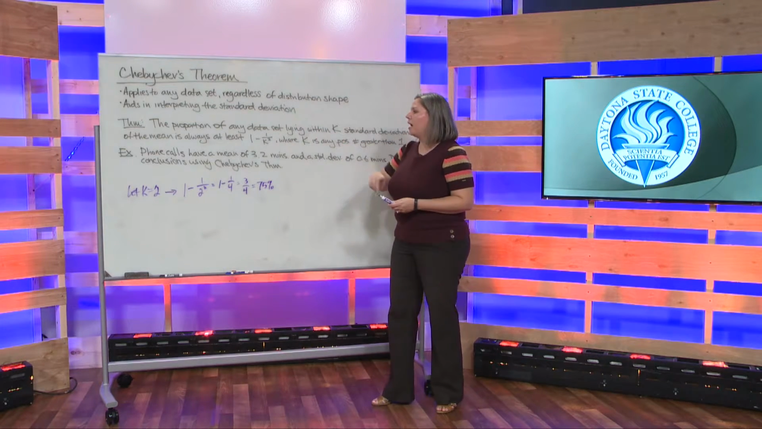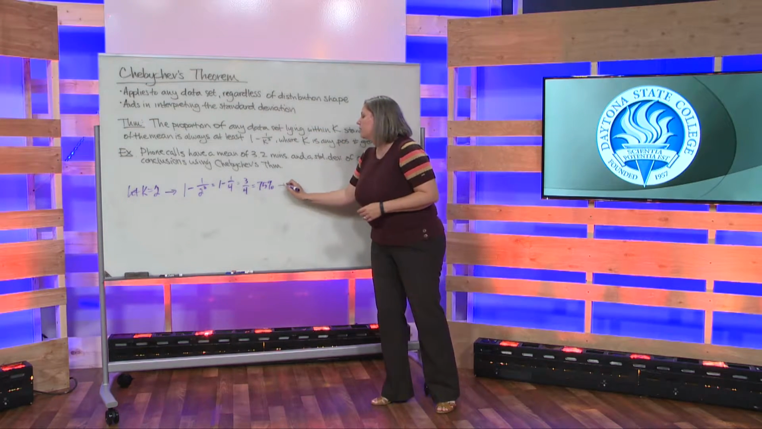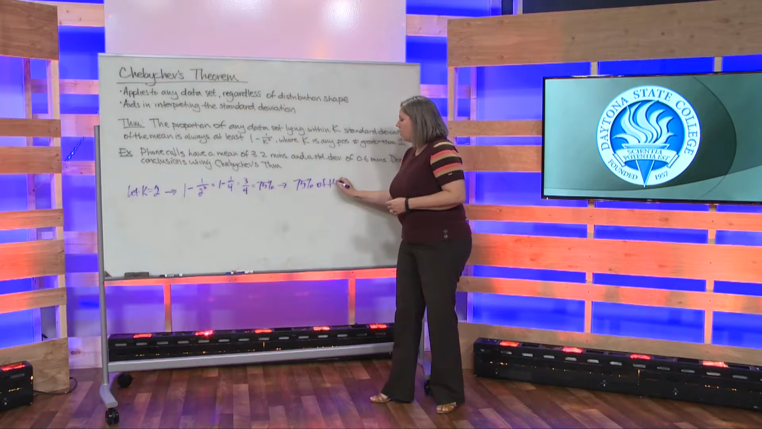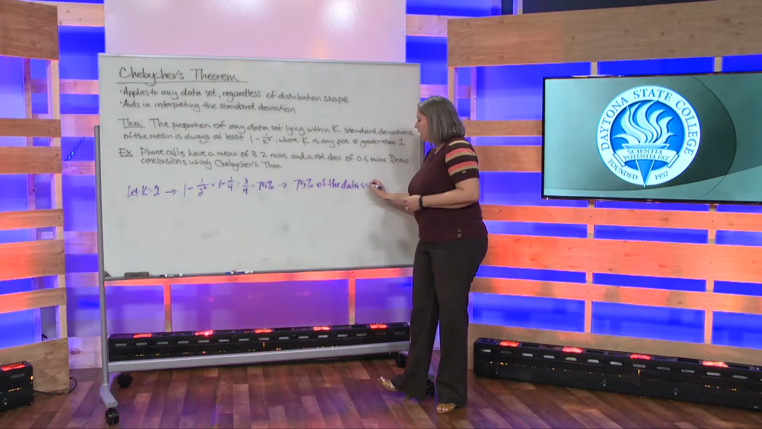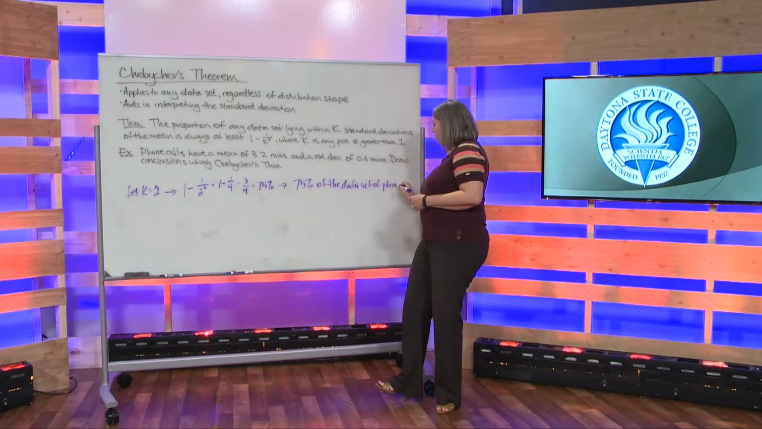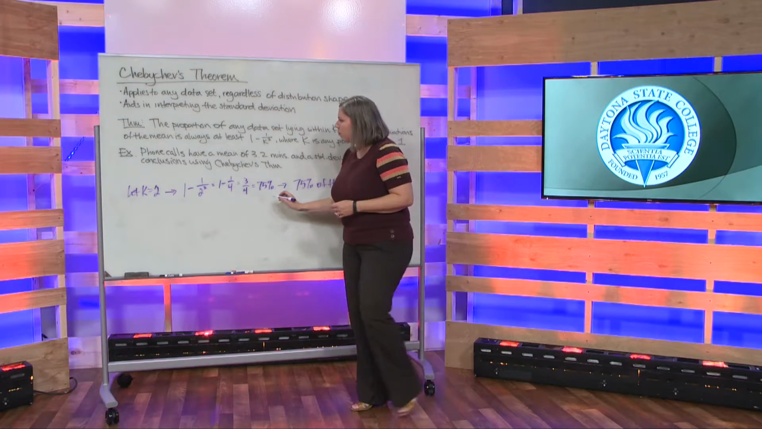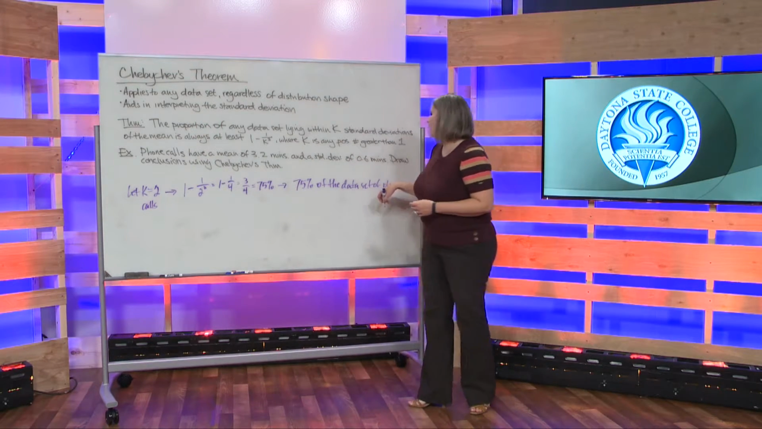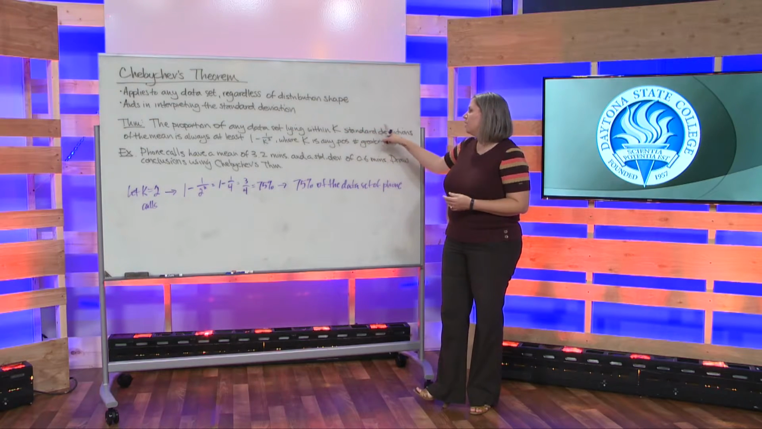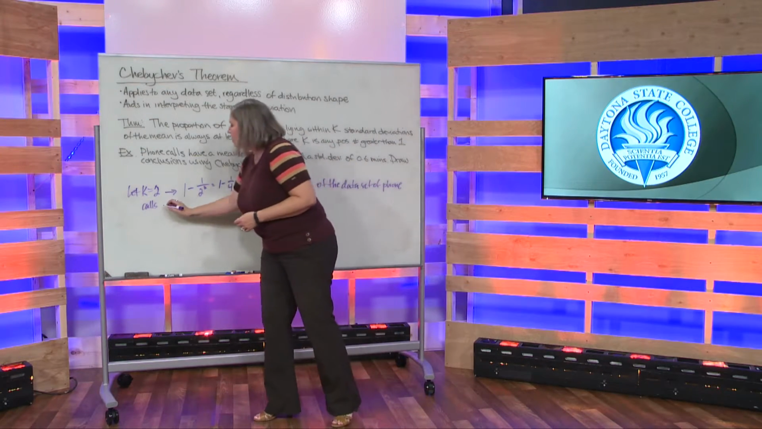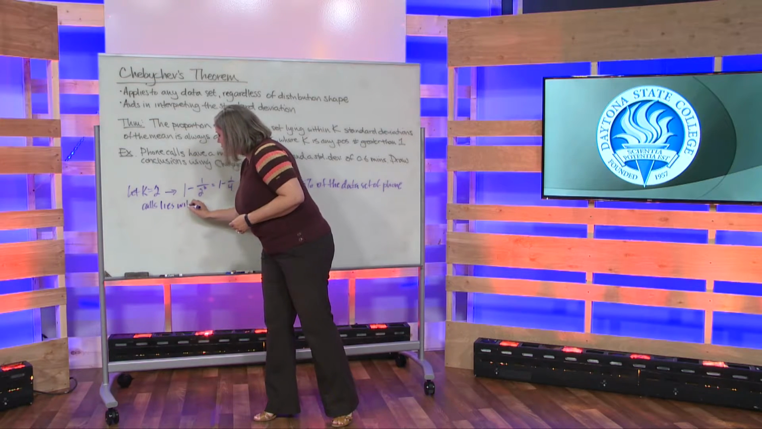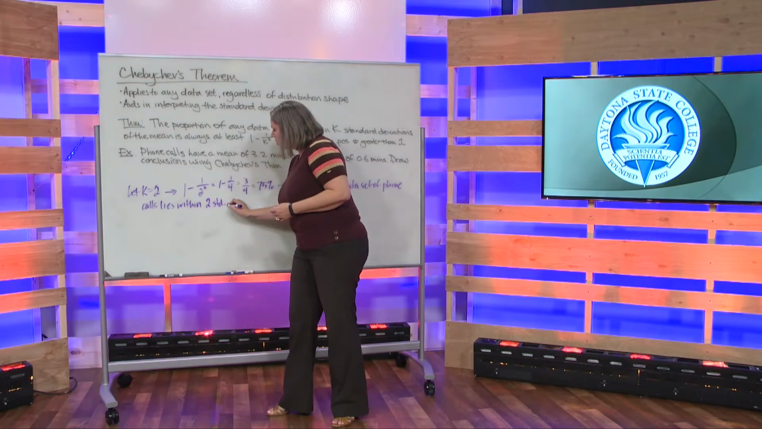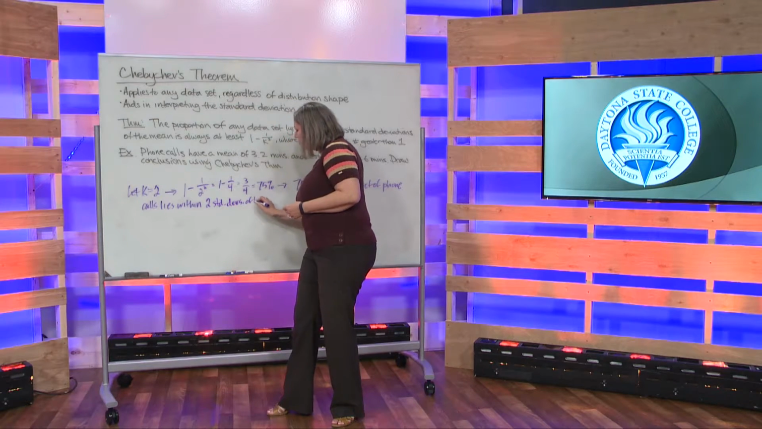So if I come back to this interpretation, what does this mean? It means that 75% of the data set of phone calls, right, because that's what this particular example is about, lies within k standard deviations of the mean. In this case, k was 2. So within 2 standard deviations of the mean.